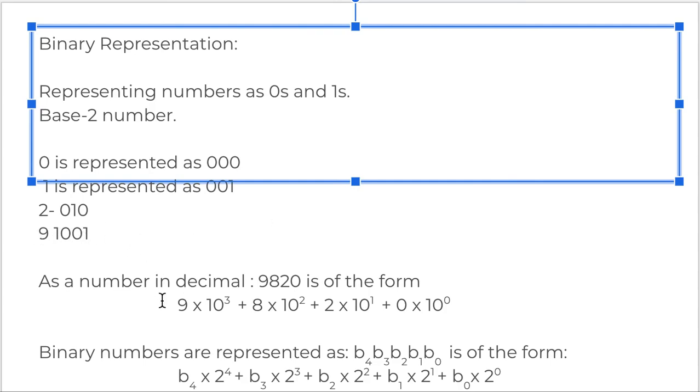All right, so as a number is written in decimal, it's usually 9820. So 0 goes to 0 into 10 raised to 0, 2 goes to 2 into 10 raised to 1, then 10 raised to 2, 10 raised to 3. That's how it is written down. Similarly for binary, you write it down as b0 into 2 raised to 0, b1 into 2 raised to 1, and so on, always from the right hand side. This is how you write it. So if you're given a number 1001, you know how to break it down and get the decimal value out.